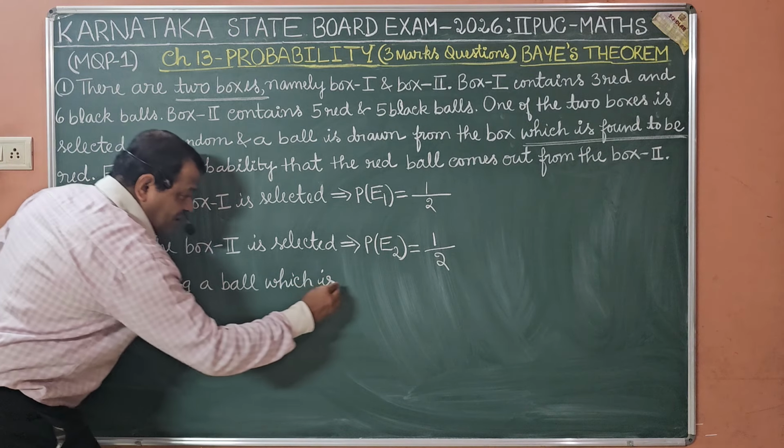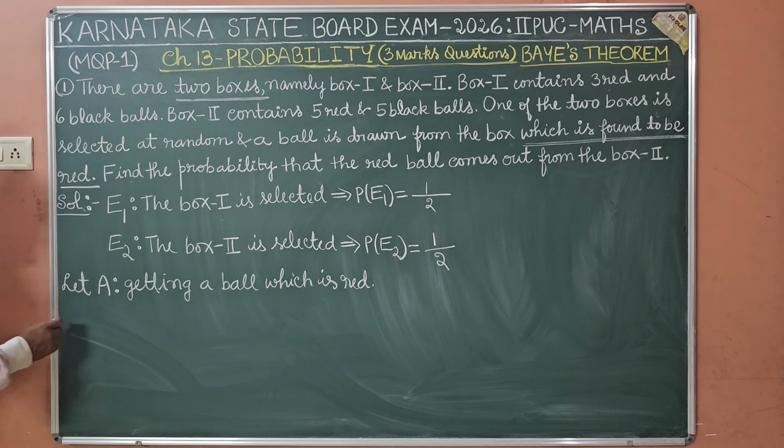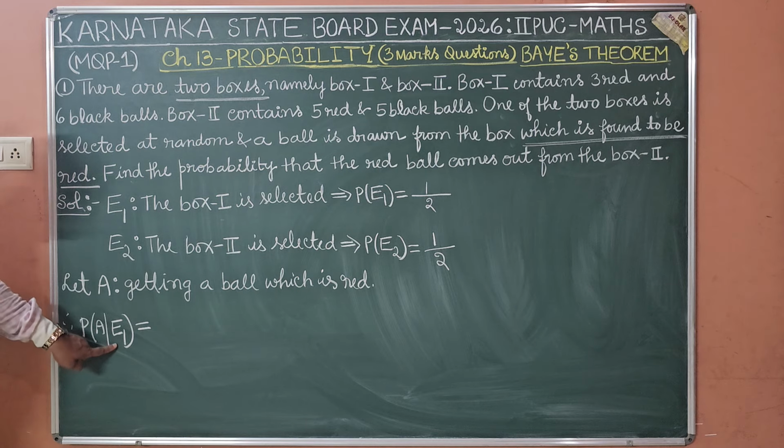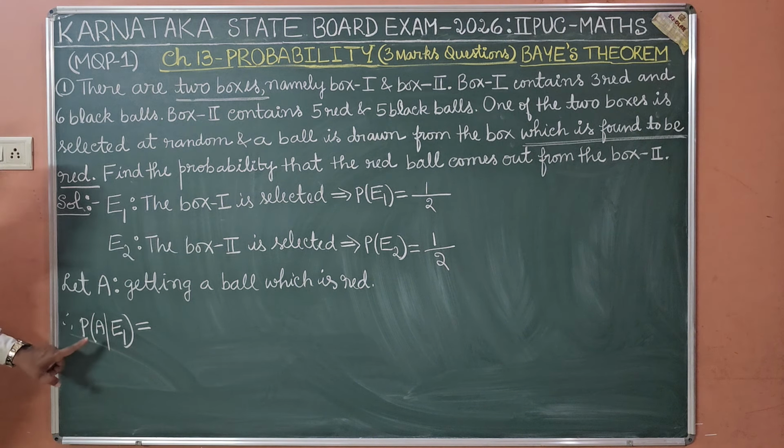Therefore, what is the probability that it has come from bag 1? Means I want to find P of A given E1. How do you decode this, A given E1? Event E1 has already occurred. What is the probability of occurrence of event A? Event E1 is what? Box 1 is selected. And what is the probability of getting a red ball from box 1?